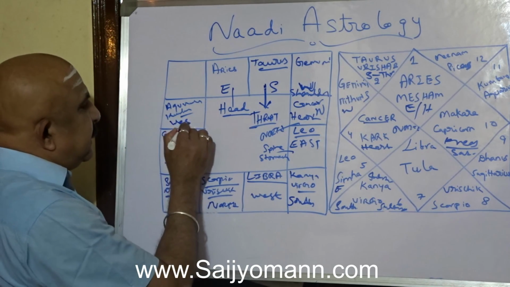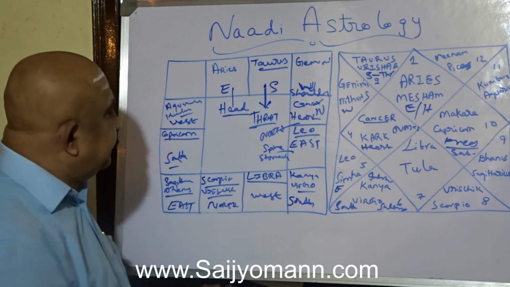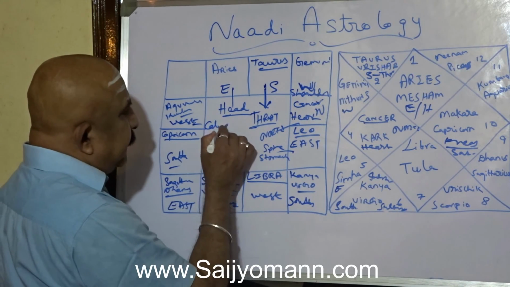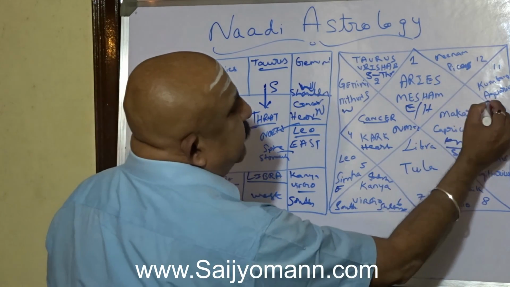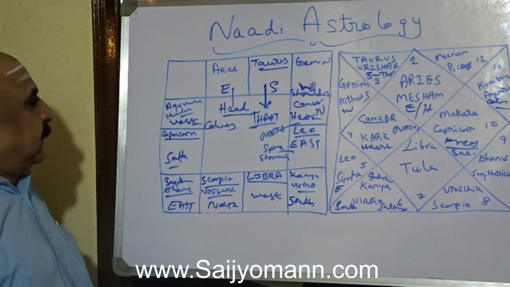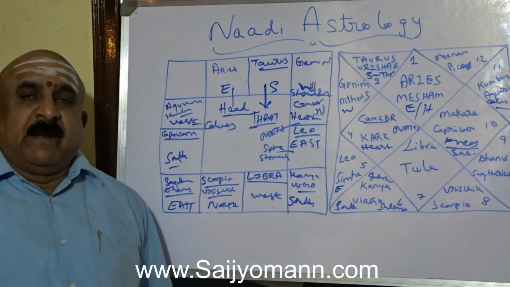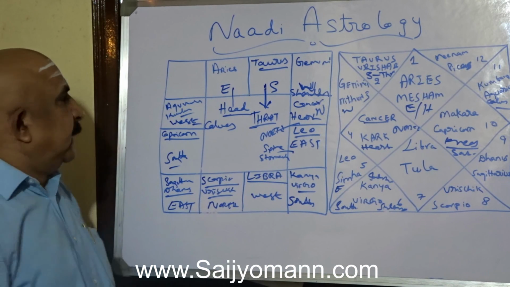Now the direction is west. Parts of the body, calves. Just below the knees, behind the knees. Calves. Okay? If a malefic is there, there will be a problem. Arteries problem. You can clearly say that.